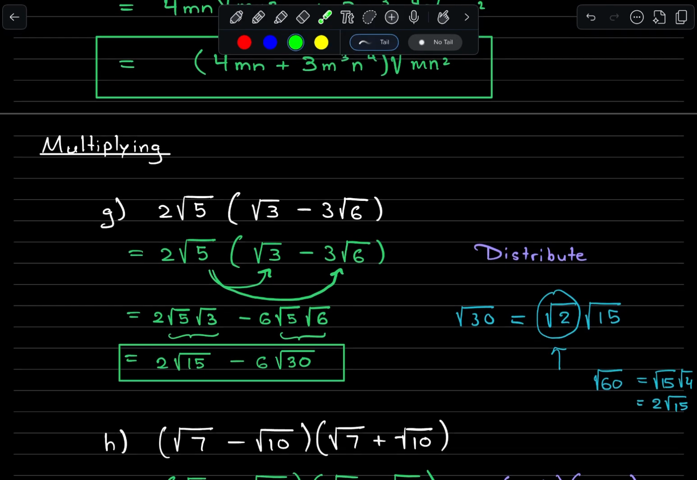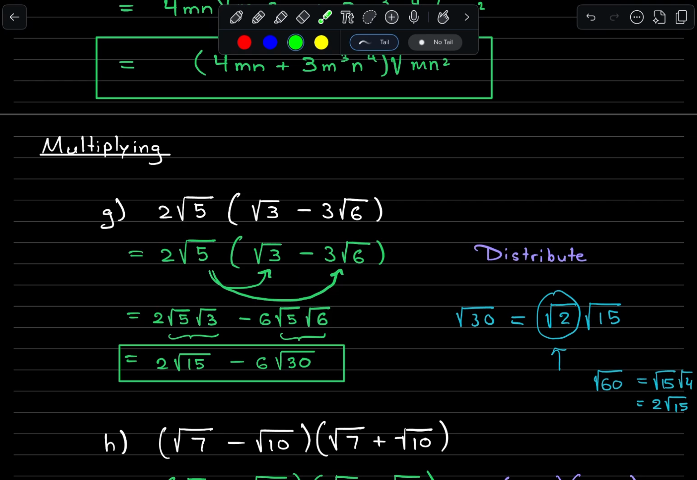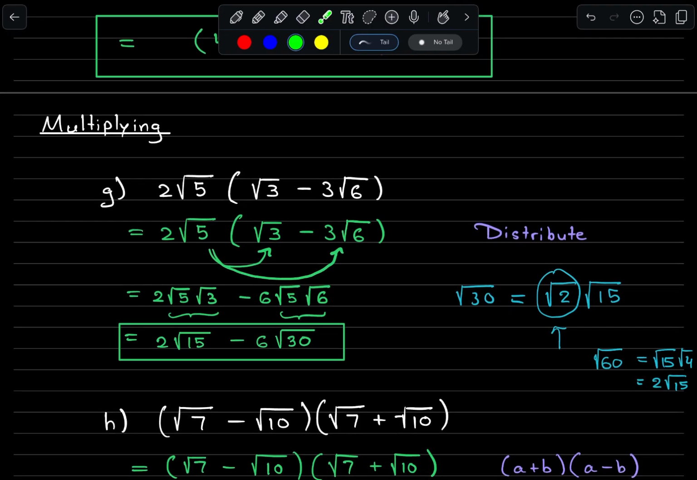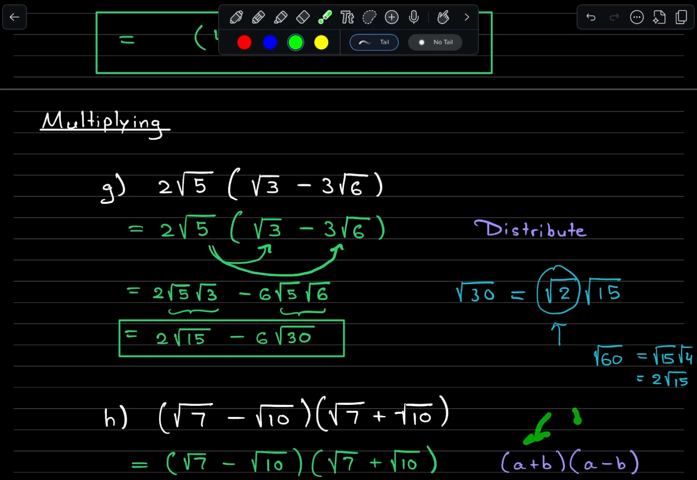All right, let's look at our next example. H, we've got, in parentheses, the quantity square root of 7 minus the square root of 10 multiplied by the quantity square root of 7 plus the square root of 10. Now, you can go ahead and FOIL, or we can think about this recurrent pattern that we keep seeing over and over again. We've got a minus b times a plus b in this case. So I wrote it in the other order, but you've got a minus b times a plus b.